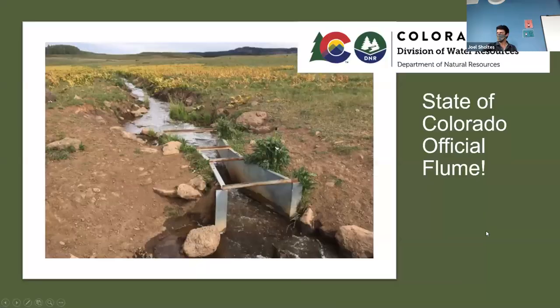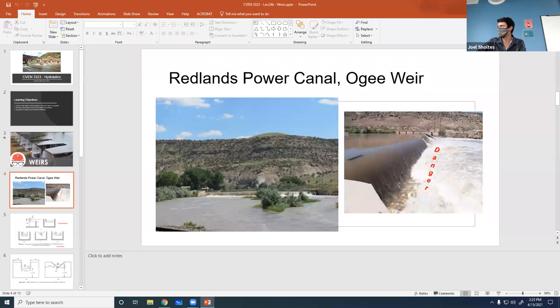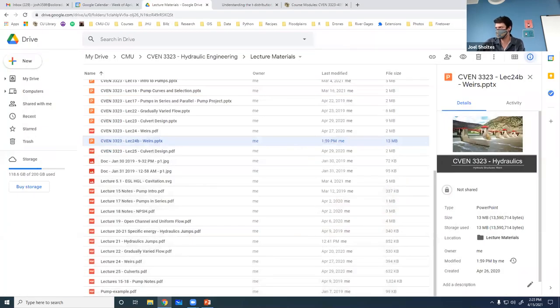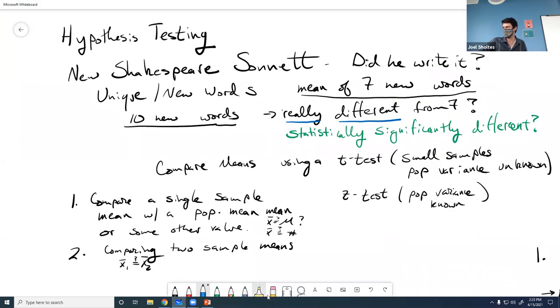All right, we're going to do some virtual board work, and then we'll get back to some of those slides. Any thoughts or questions before we get into it?